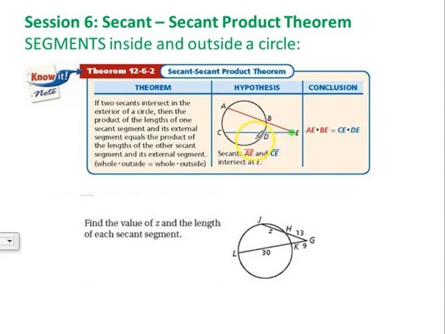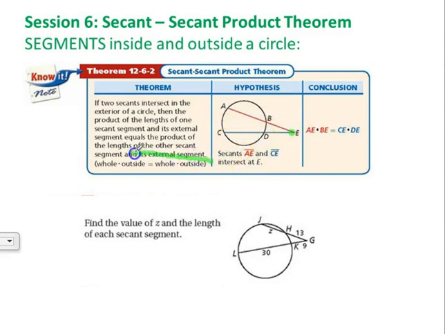Another way I think about it is, if you multiply the entire segment times just the external segment, and that's going to be equal to the other entire secant segment times just the external. So here, looking at it, if you take the length of AE and multiply it times the length of BE, that's going to be equal to the length of CE times DE.